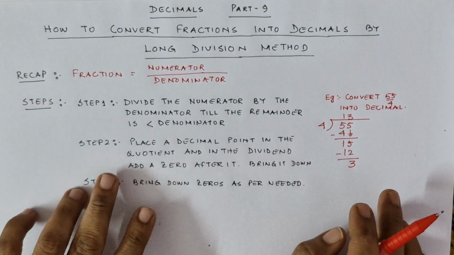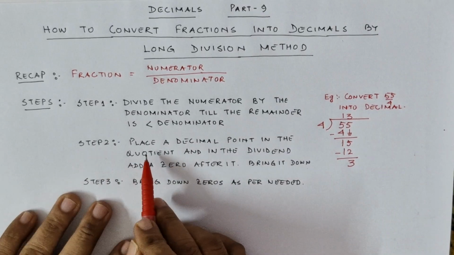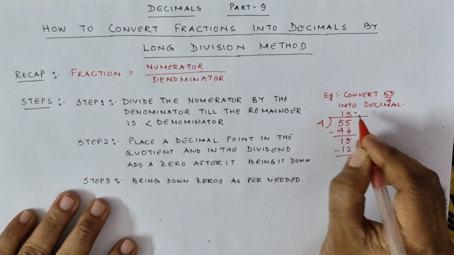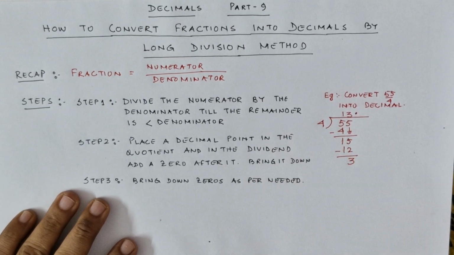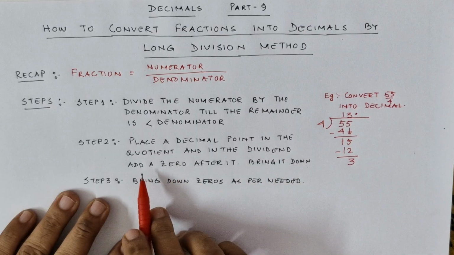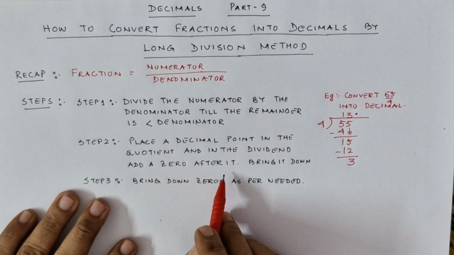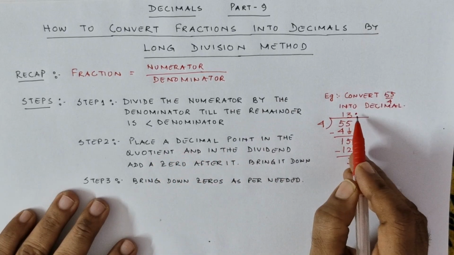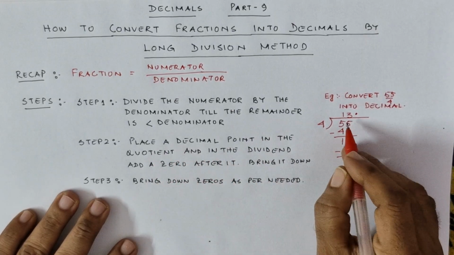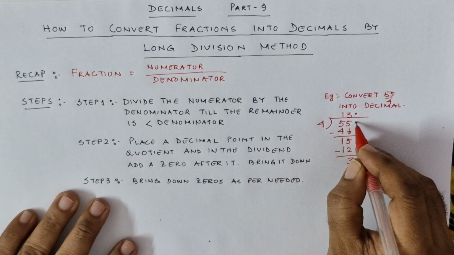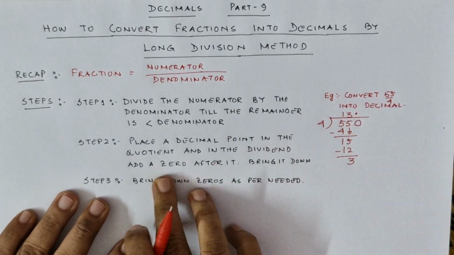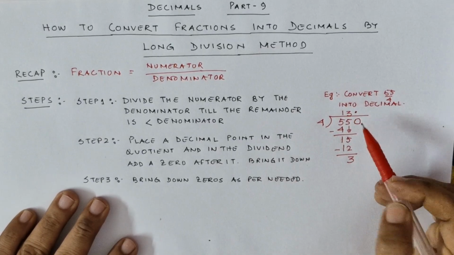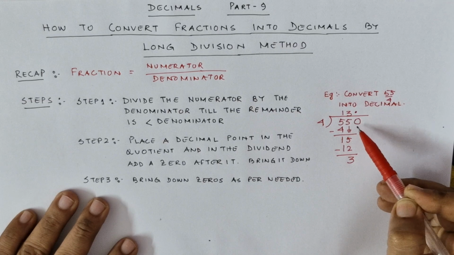Now go to step 2. So what is step 2? Place a decimal point in the quotient, and in the dividend add a 0 after it. Got it? So we placed a decimal point in the quotient and added a 0 after the dividend. It was 55; we have put a decimal in the quotient and added a 0.